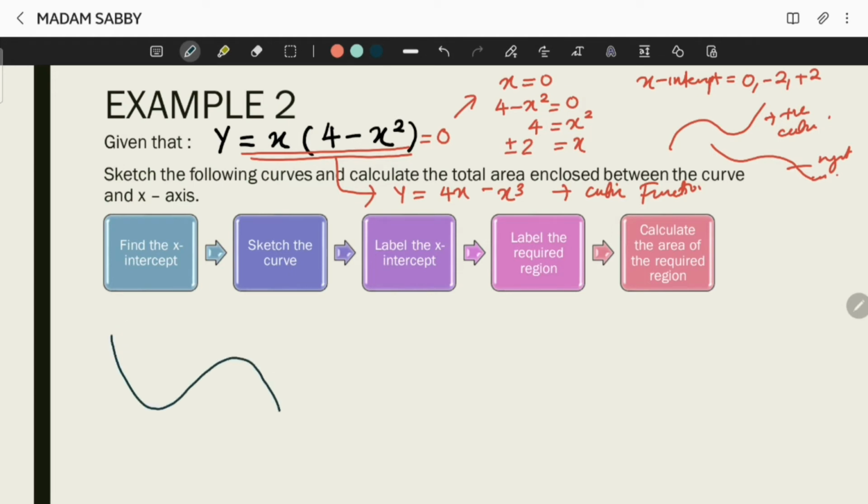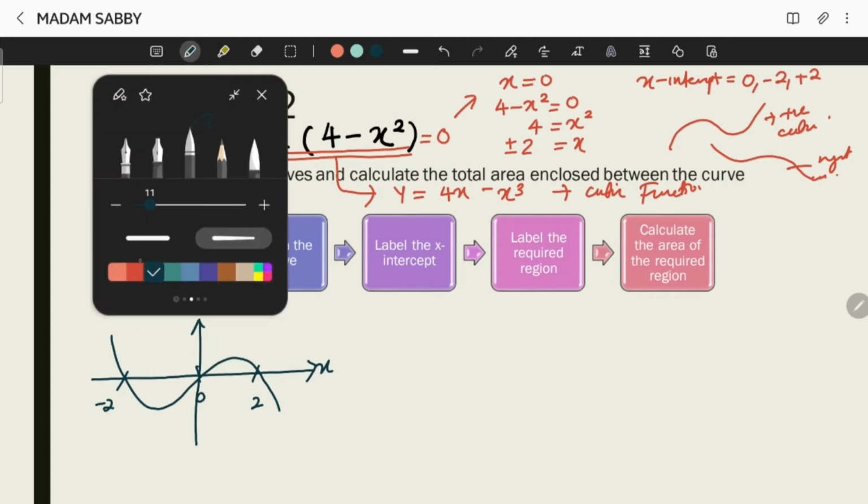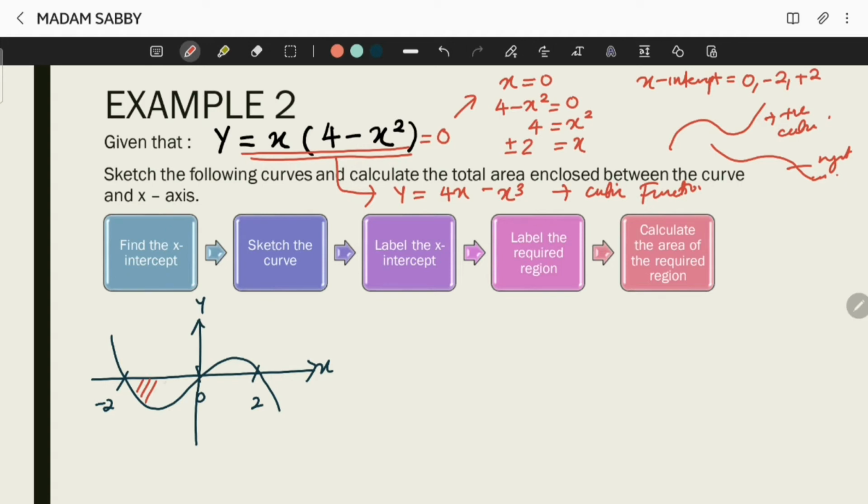Our x-intercepts are at 3 different values: negative 2, 0, and positive 2. So this is your y-axis and this is your x-axis. Next we have to label the required region. So the required region is this one. Area A, which is below the x-axis, and then area B, which is above the x-axis. So we expect this A to be negative, and from our calculation, this one should be positive.